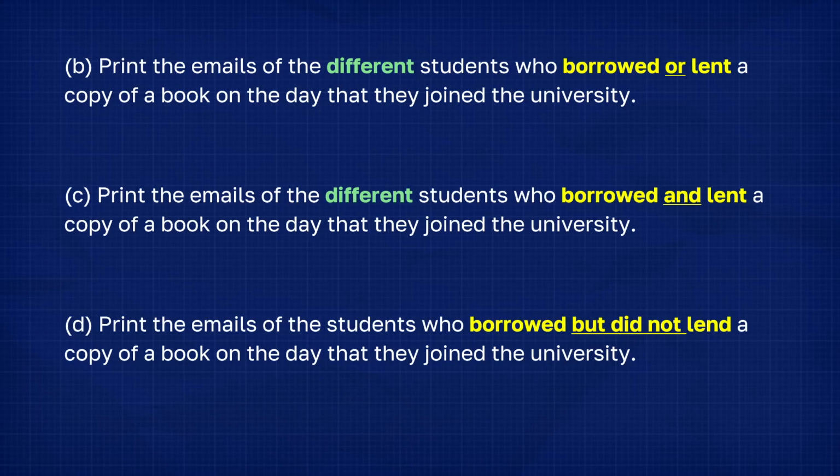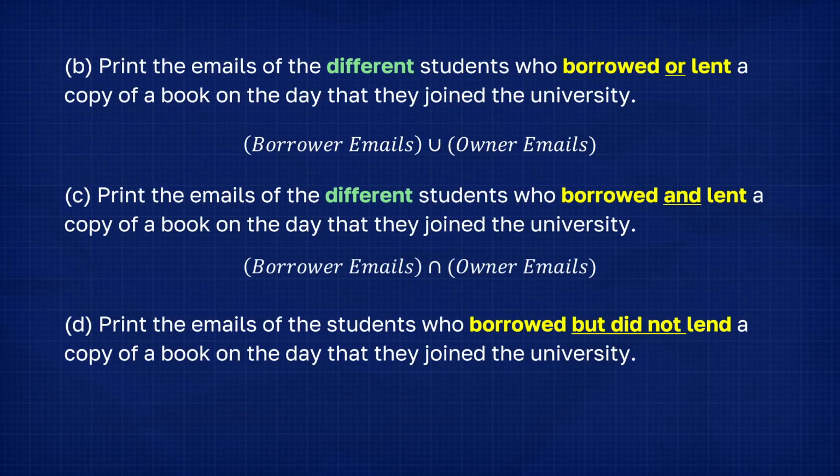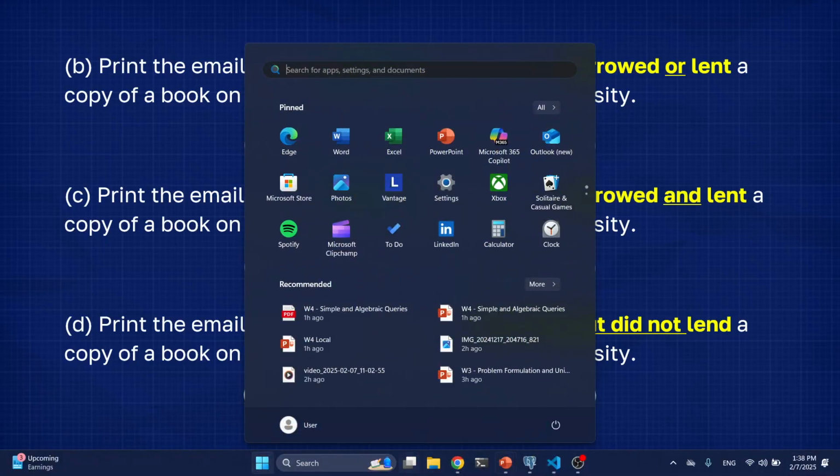Union, intersect, except exactly. So B is actually if you can get the borrower emails who borrowed on the day they joined versus the owner emails who lend the day they joined. Okay, this is just union, this is just intersection, and this is just set difference. Okay, so now let's try to construct the query together.